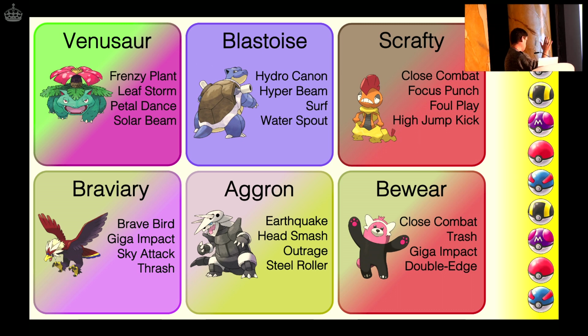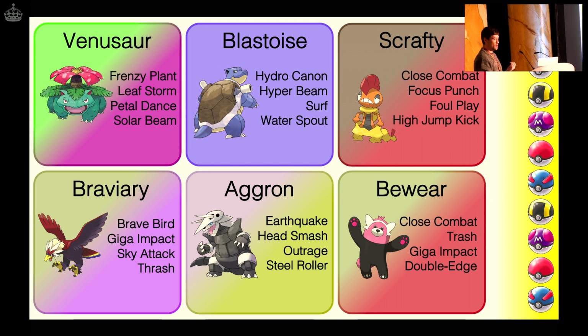If I had a little bit more time, I'd ask you to take a quick look at that. This isn't a team you'd actually use in the games. Why? Well, look at Venusaur. Frenzy Plant, Leaf Storm, Petal Dance, and Solar Beam are all grass-type moves. Why am I repeating moves that are all of the same type? You'd never use them.